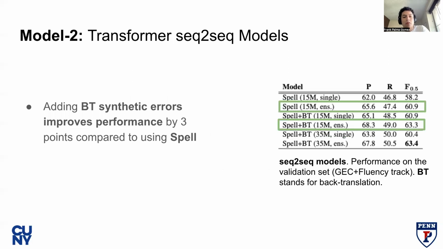In our second approach, we first pre-train from scratch a transformer sequence-to-sequence model on the baseline spell-based transformations. We use 15 million synthetic examples. Using the baseline spell transformations, the second row, we achieve a score of 60.9. When adding back translation errors on top of the spell-based transformations, the fourth row, we improve performance by 3 points compared to only using spell-based transformations. We achieve a score of 63.3 with this setup. Additionally, when extending the synthetic data to 35 million examples, the last row, we see no significant improvement.